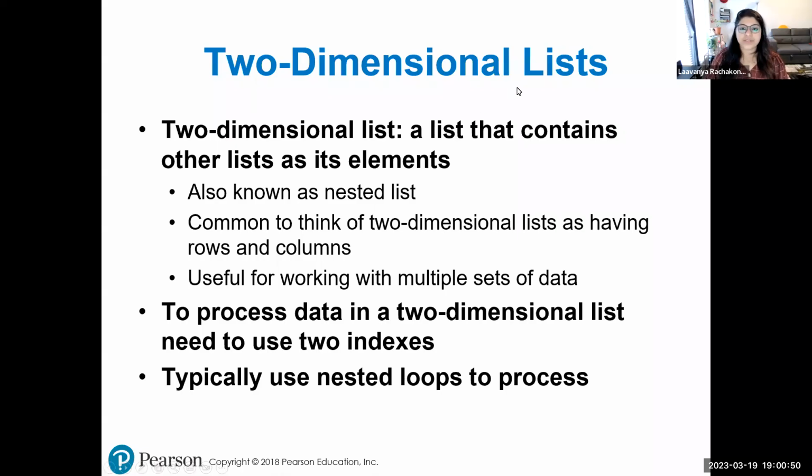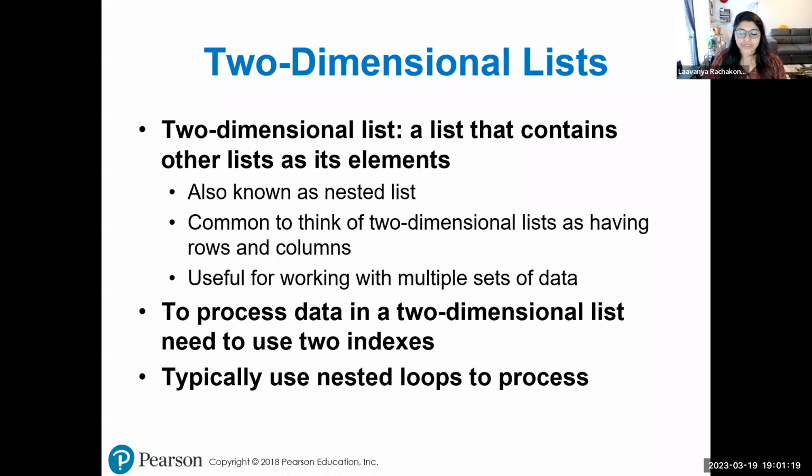So the next concept is two-dimensional lists. This is basically like a nested for loop. Whenever a list contains another list as its elements, it is called a two-dimensional list, also known as a nested list. This also has the same terminology of rows and columns. This is useful when you are working with multiple sets of data.